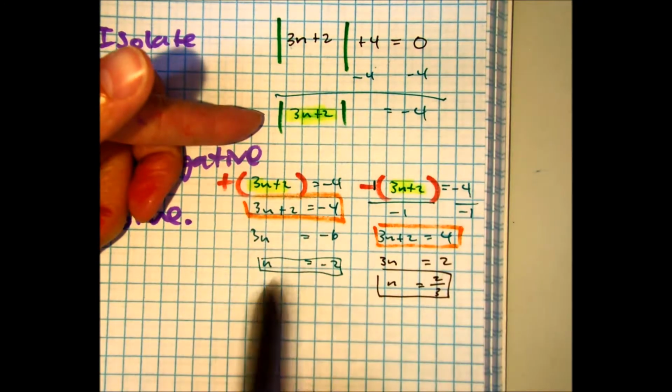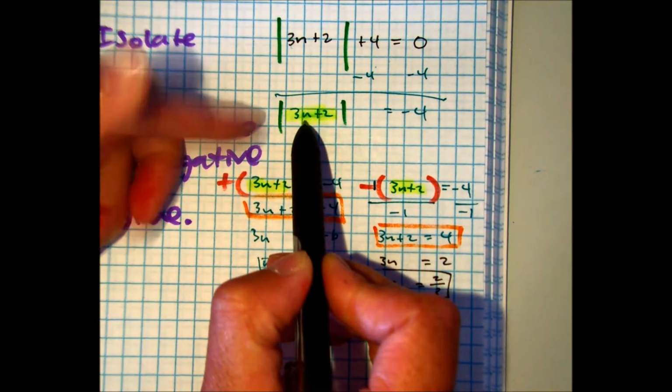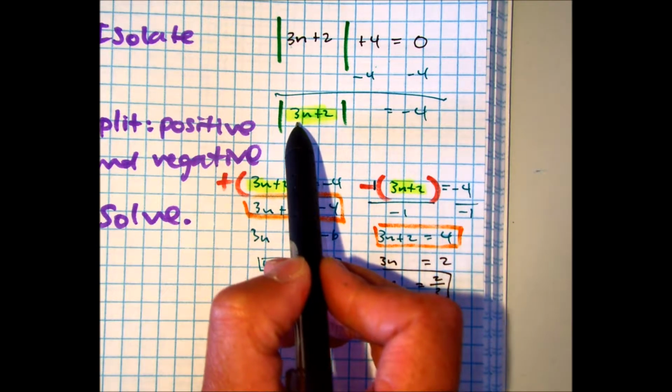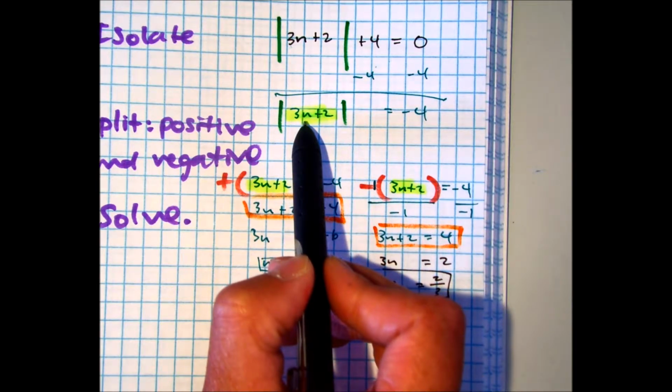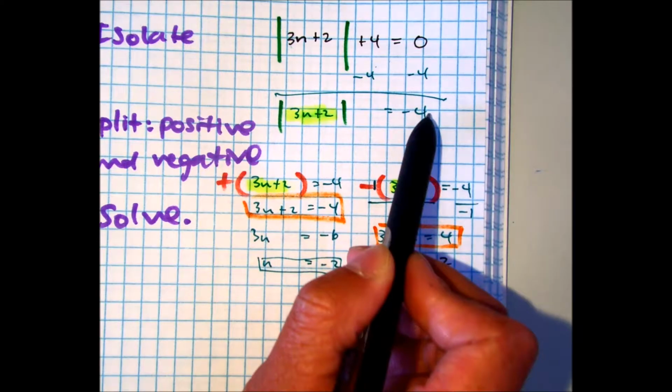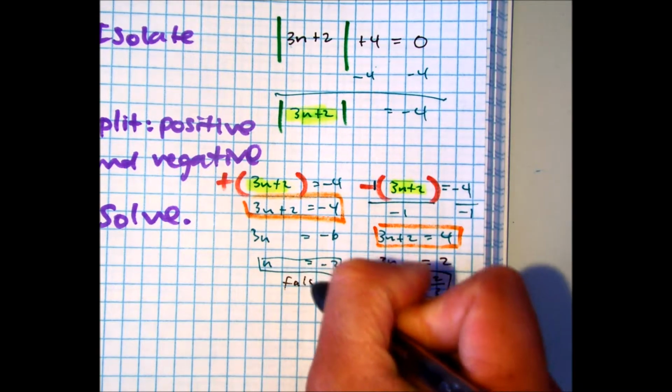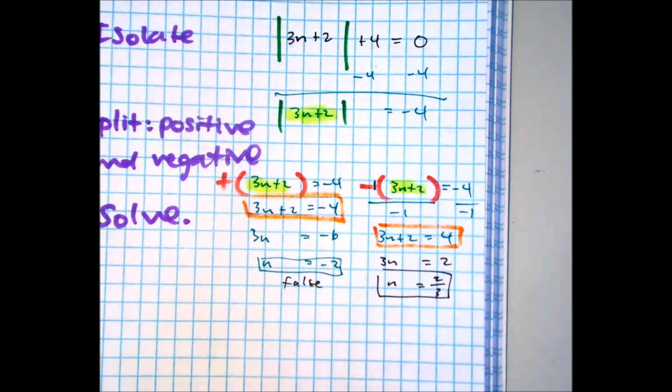They're all equivalent. 3 times -2. Speak. Class, -6 plus 2. -4. What's the absolute value of -4? 4. Is 4 equal to -4? True or false? False.